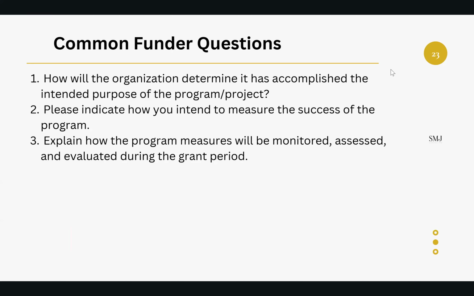These are some common questions that you will see in grant applications, focusing on understanding how your organization will make sure that it creates some type of framework to capture learning during the grant period.